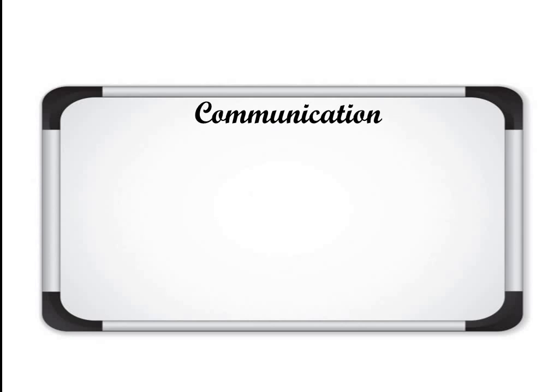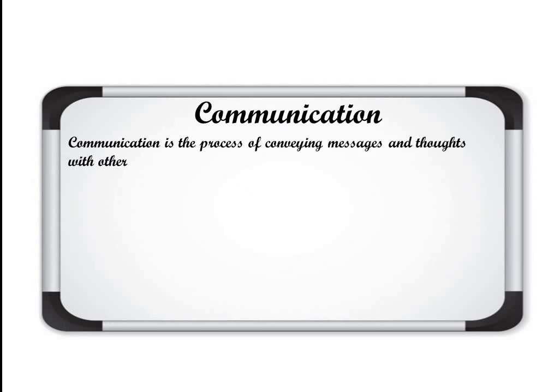The next topic is communication, by which we can convey our messages. This is our last topic of this chapter. Communication is the process of conveying messages and thoughts to others. So when we convey our messages and thoughts to others, it means we are communicating with that particular person. Like we can take the example of a newspaper. In a newspaper, different messages and thoughts are given that different people read.